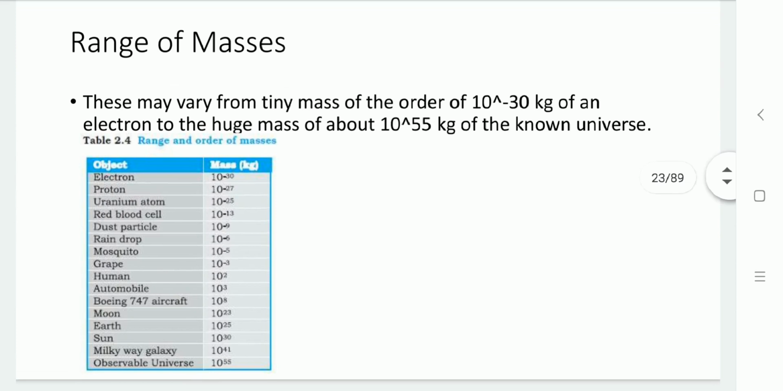Here the range of masses is given. If you observe from bottom to top, the maximum mass is that of the universe, in terms of 10 raised to 55 kilogram, and the minimum mass is that of the electron, in terms of 10 raised to minus 30 kilogram. Clear? So this is all about the measurement of the mass of small and large particles or objects.